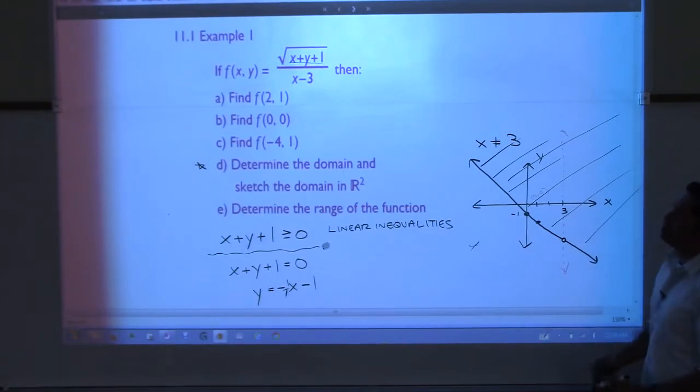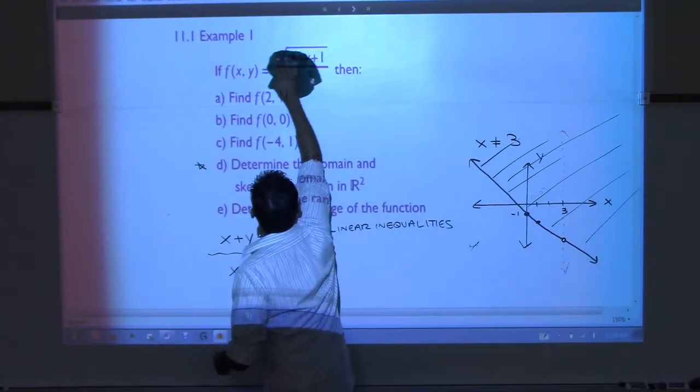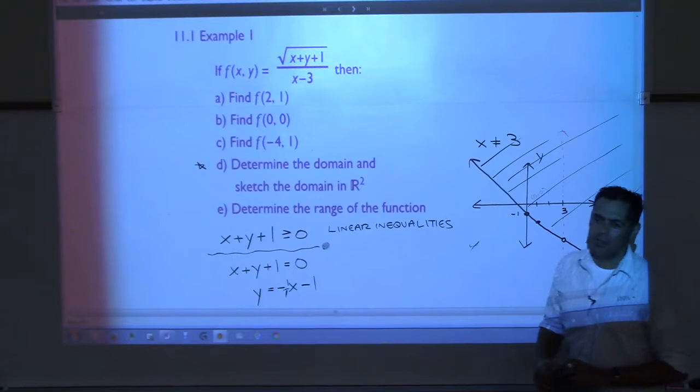Now, the range is much more difficult. Does anyone remember in algebra how you could find the range?